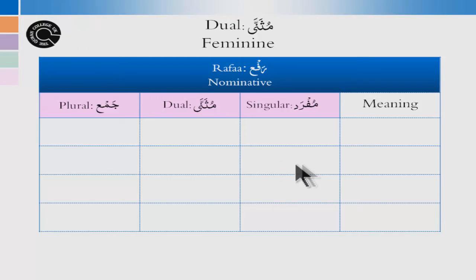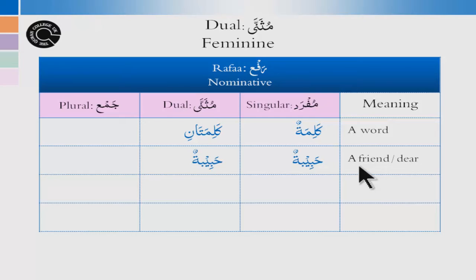So kalimatun is a single word, that whatever you say is a single word, and if you wanted to say two words, that means two words, and that would be kalimata and ani. So that would be kalimatani. And habibatun, and if you say habibatun, so you would say habibata, that means habibatani, that means two friends or two dear. So if two things are dear to you, you're talking about the habibatani.